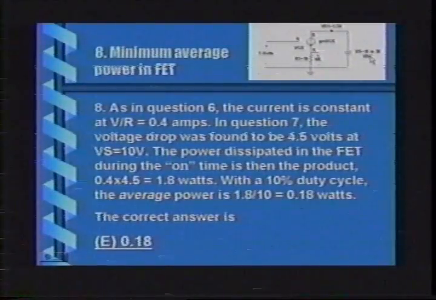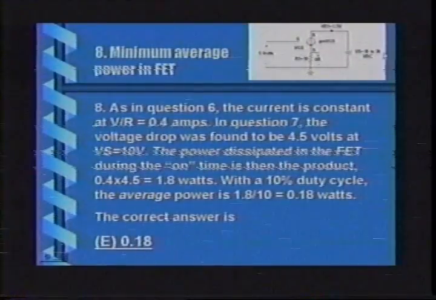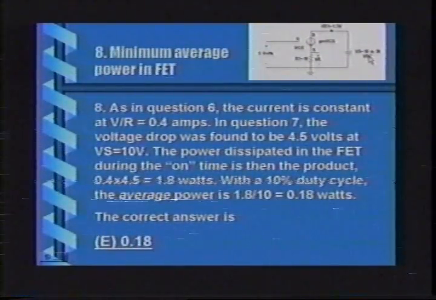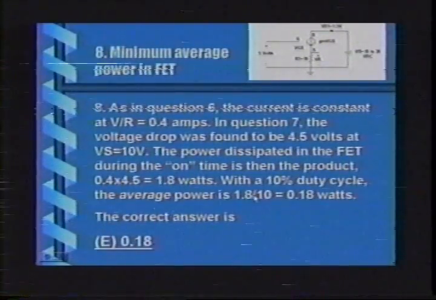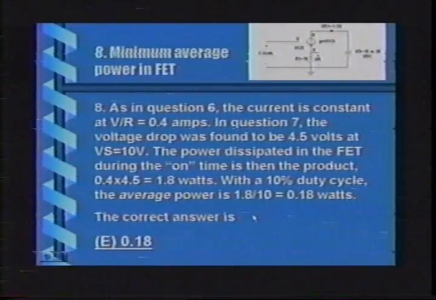And since we're asked for the minimum power, we want the minimum value of this source. Remember, the larger this source, the larger the voltage drop across the FET. So to find minimum power, we use minimum source value. So the power dissipated in the FET when it's on is just the product of current times voltage, and we get 1.8 watts. Since the duty cycle is 10%, the transistor is on 10% of the time, so we take 1/10 of the on power and we get 0.18 watts. So the correct answer is part E, 0.18.